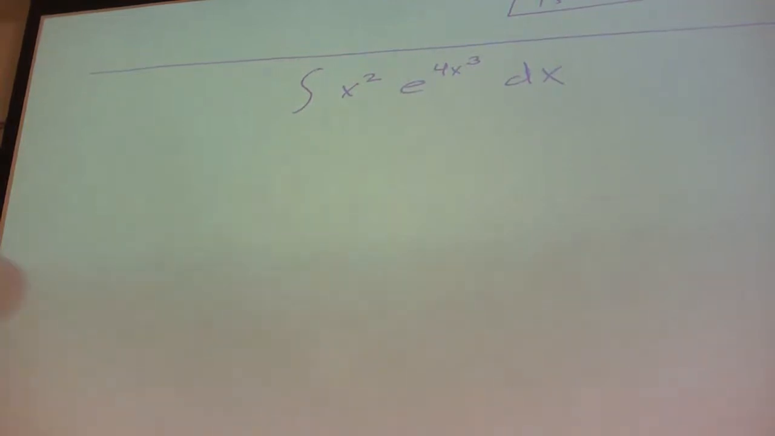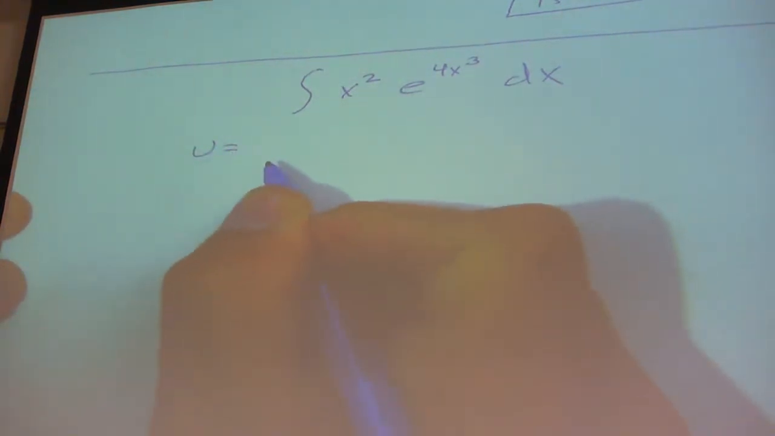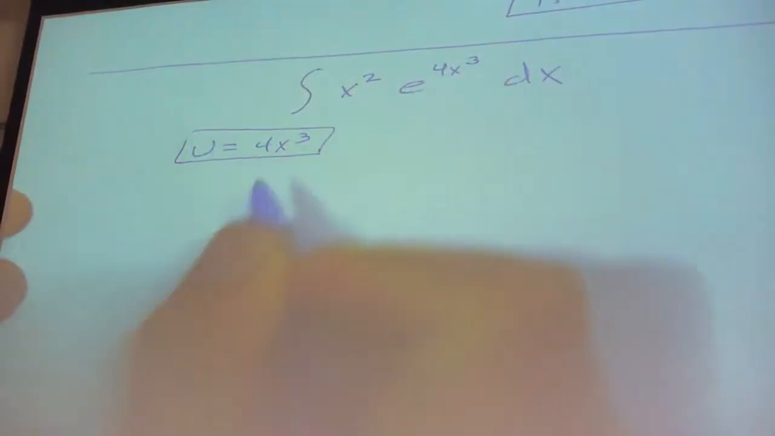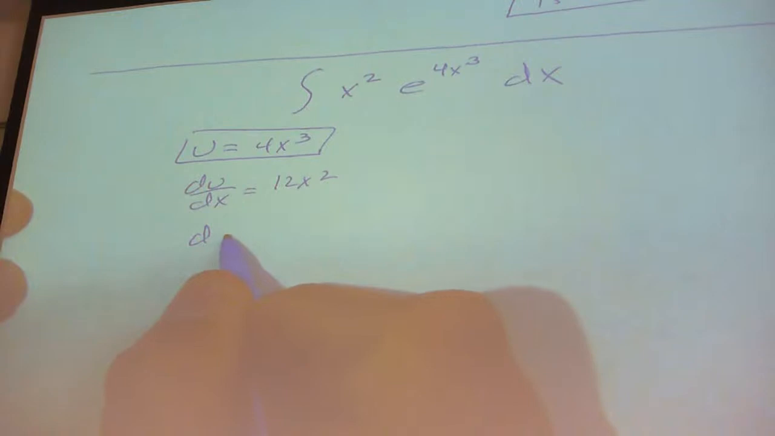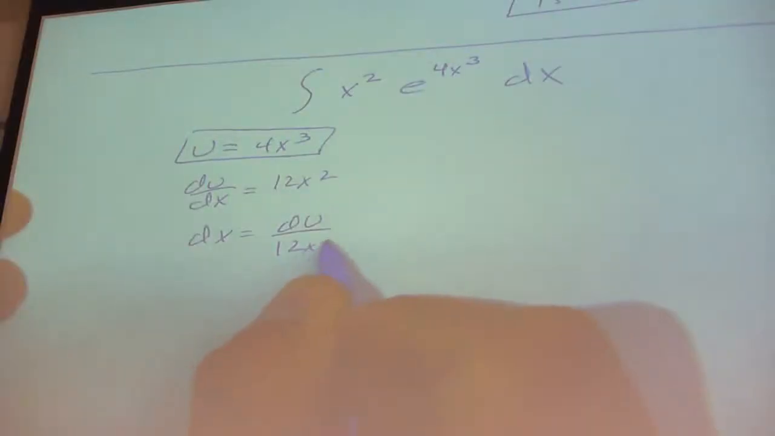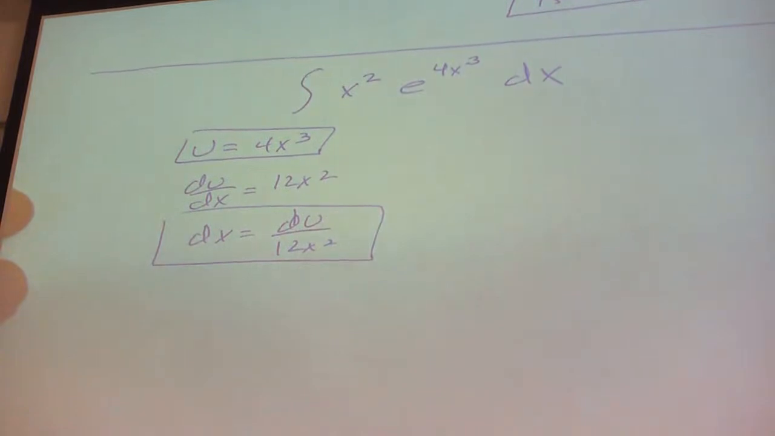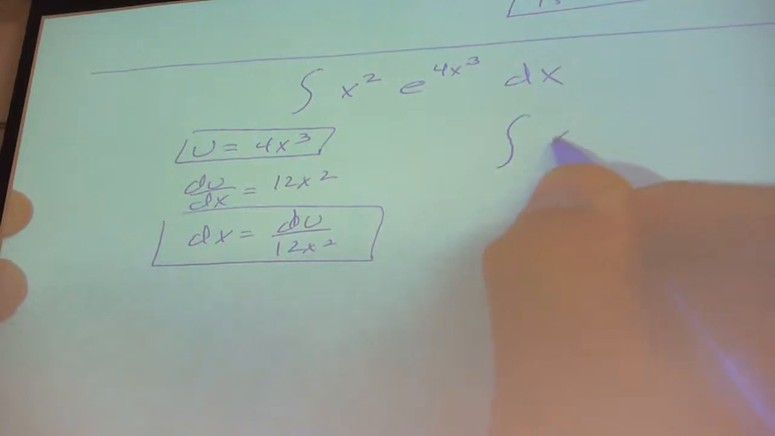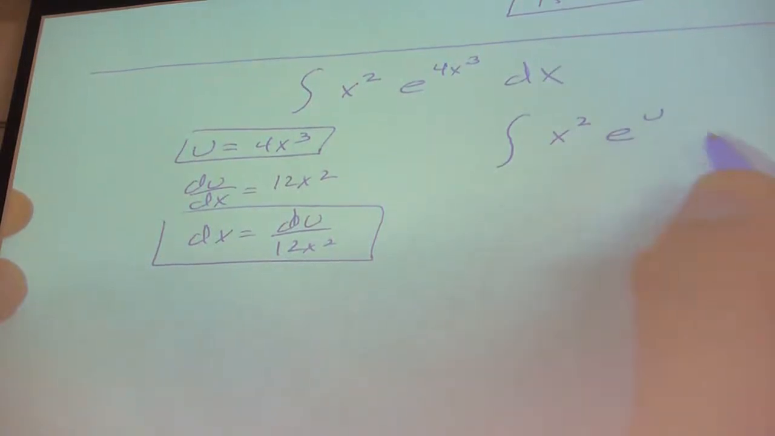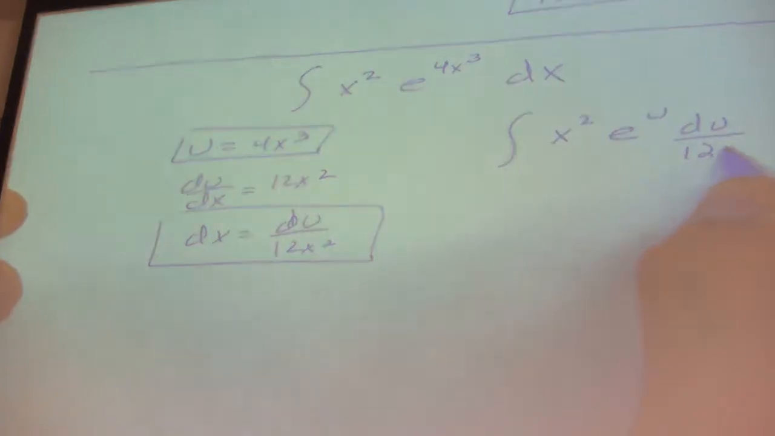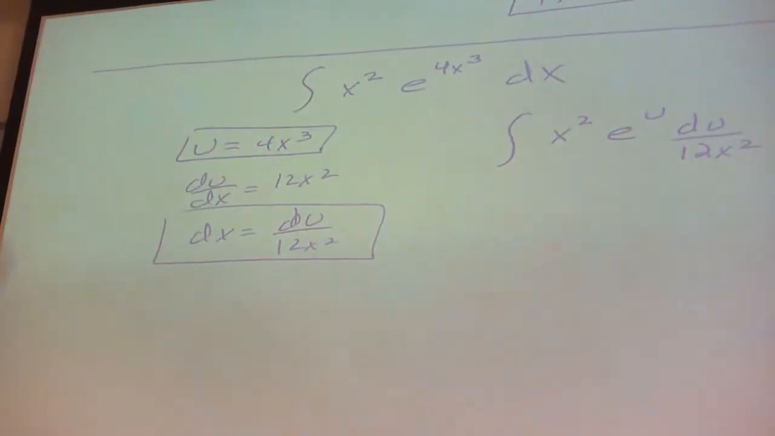Let's see how we're doing. What's u going to be? 4x to the third. du over dx is 12x squared. dx equals du over 12x squared. Questions on that side? So when I do the substitution, I don't have anything for the x squared. This will be e to the u du over 12x squared. Let me stop there a second. Any questions?